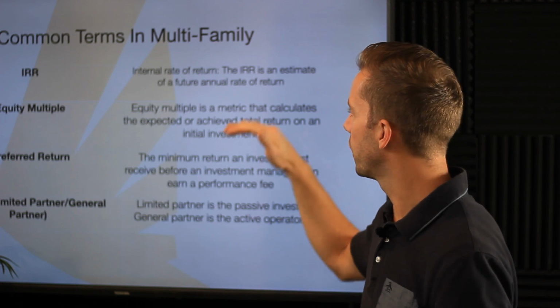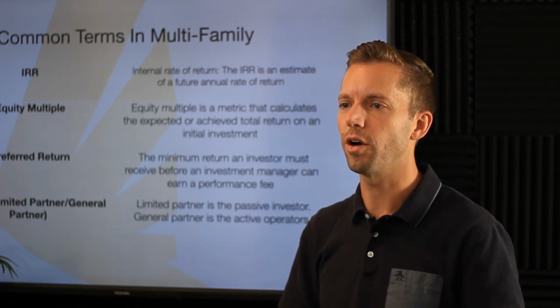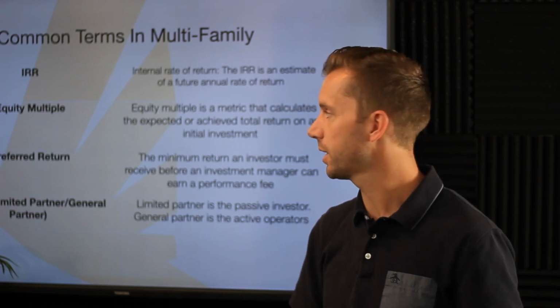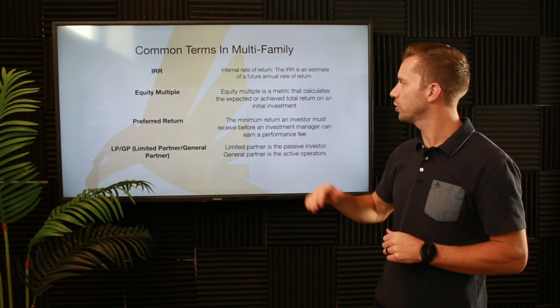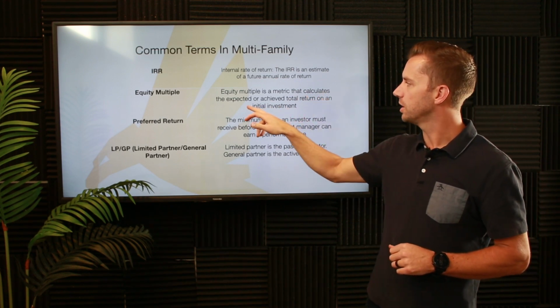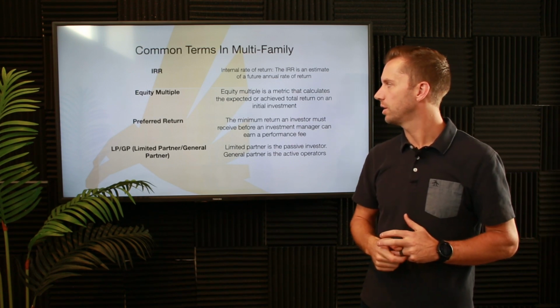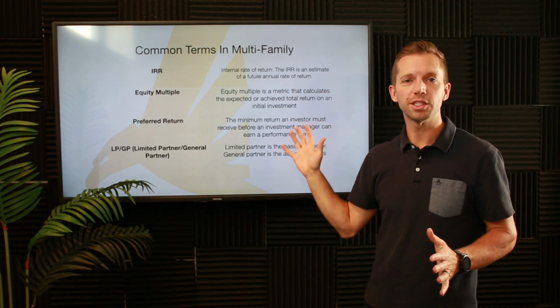Okay, so that's the first one you're going to see a lot, the IRR. What is the IRR, the percentage IRR return you're going to see annualized on this project? Now the next is the equity multiple. Equity multiple is a metric that calculates the expected or achieved total return on an initial investment. Now again, that may sound confusing. Some of these definitions are.